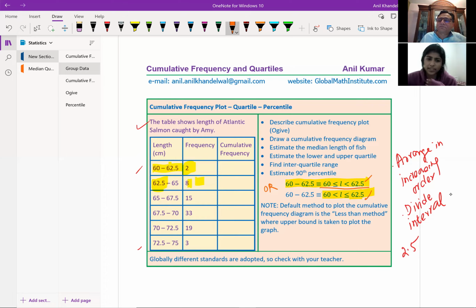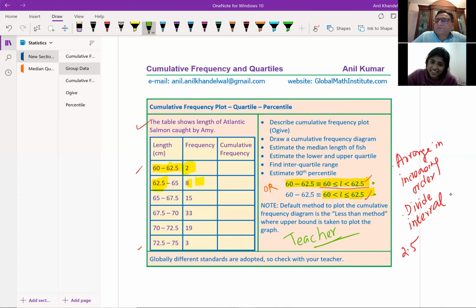Just a quick thing: if they gave it the way you've given it here, but haven't specified what's included or not included, how do I know? Do I just make up a rule, like saying on the first block the 62.5 is not included, and on the second one it is included? In that case, you have to decide whether you follow this or that. It means check with your teacher, because actually the teacher is deciding for you, not you.